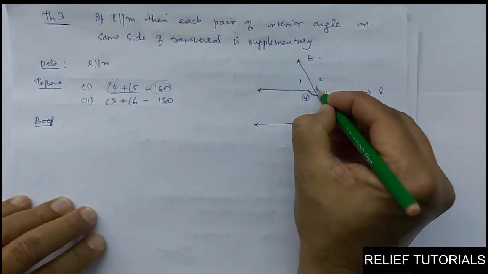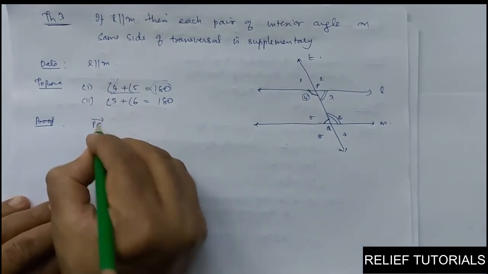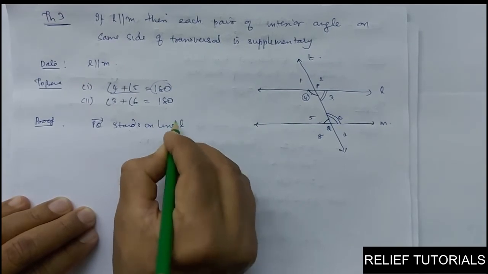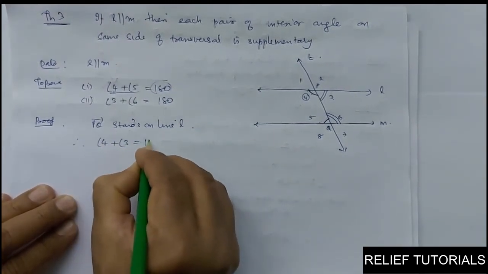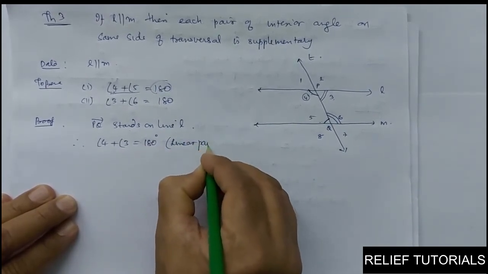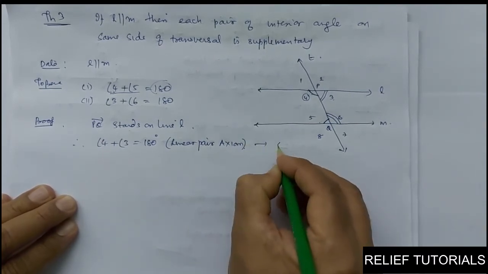So what we can say, here it is P and here it is Q. So you can say ray PQ stands on line L. So therefore you can say angle 4 plus angle 3 is equal to 180. Reason: linear pair axiom. Clear? This is one.